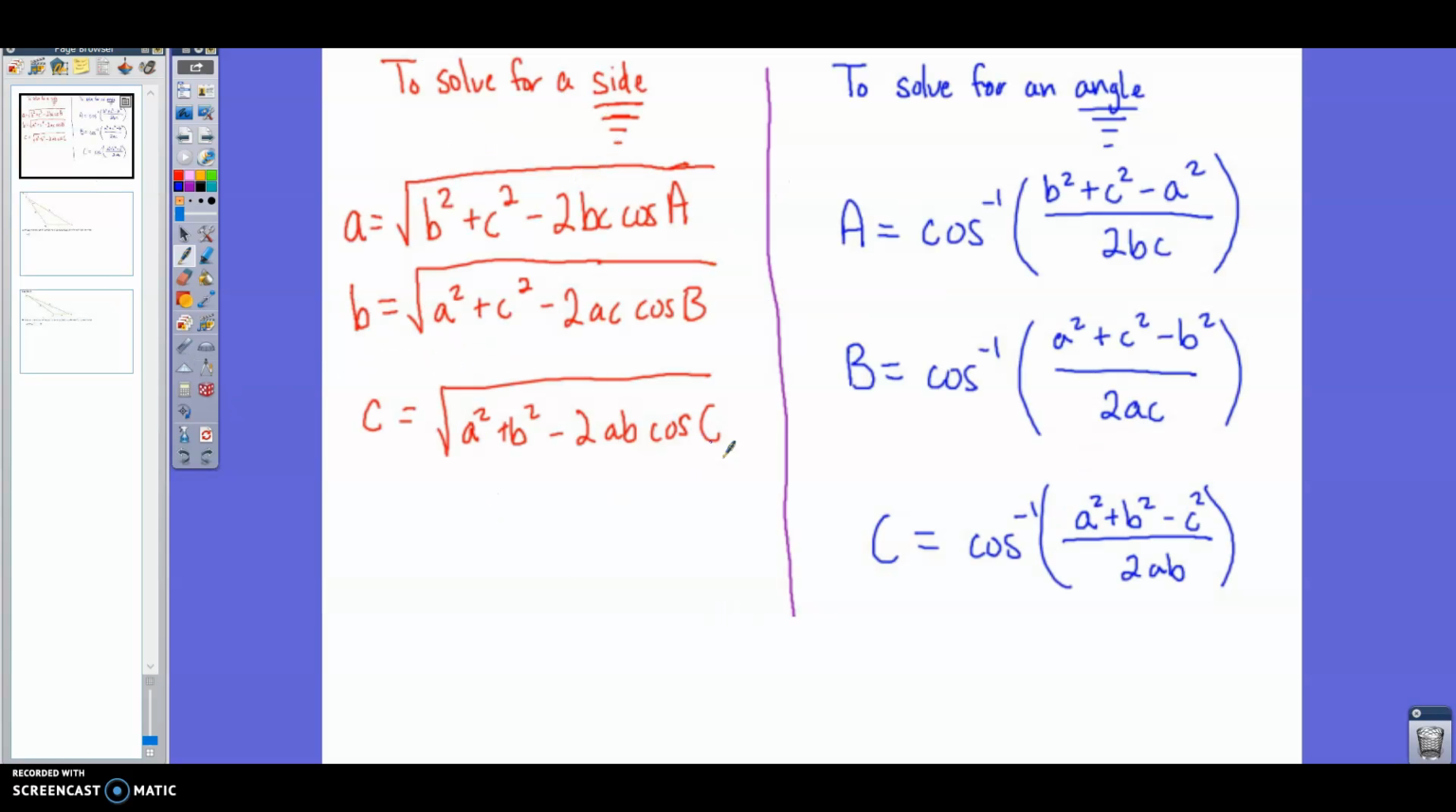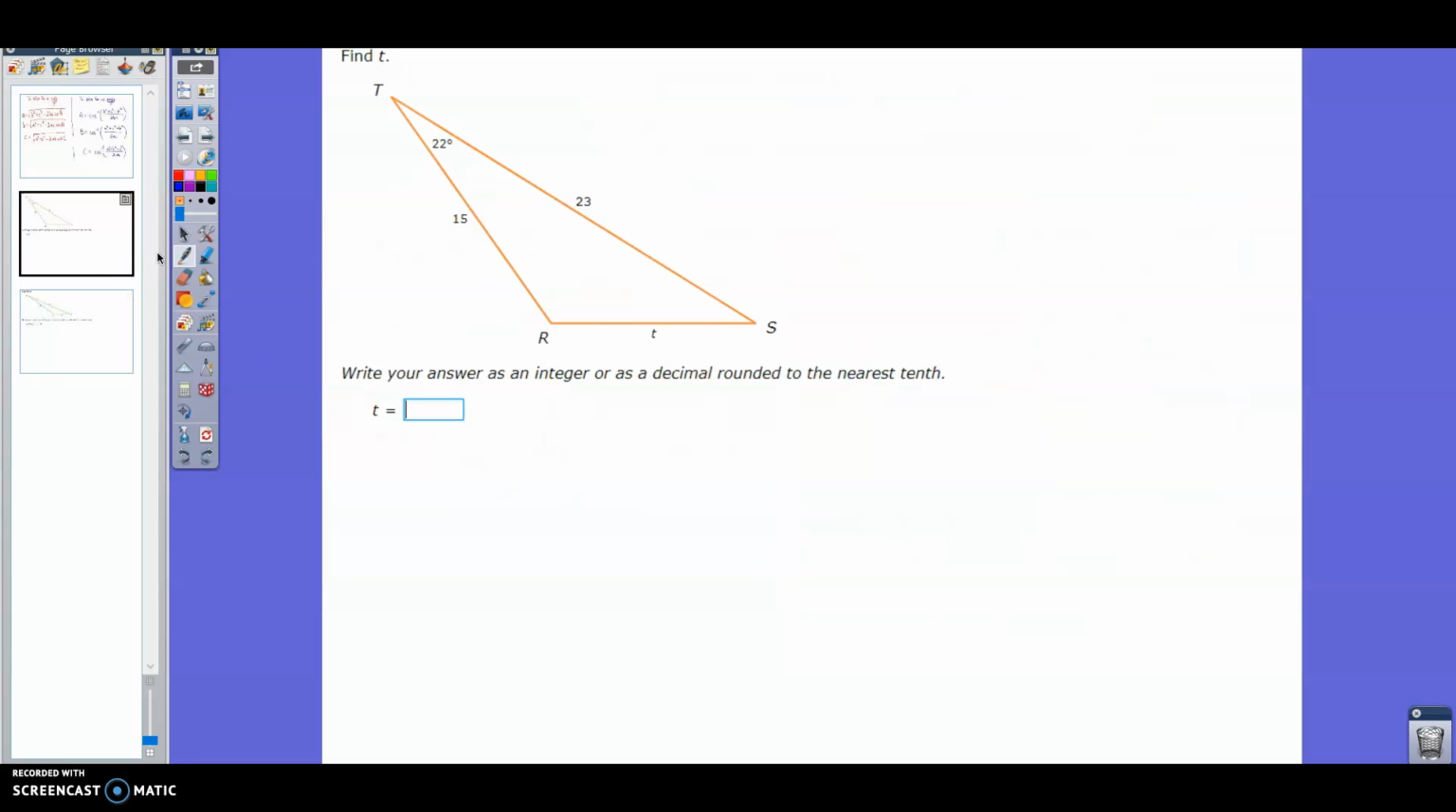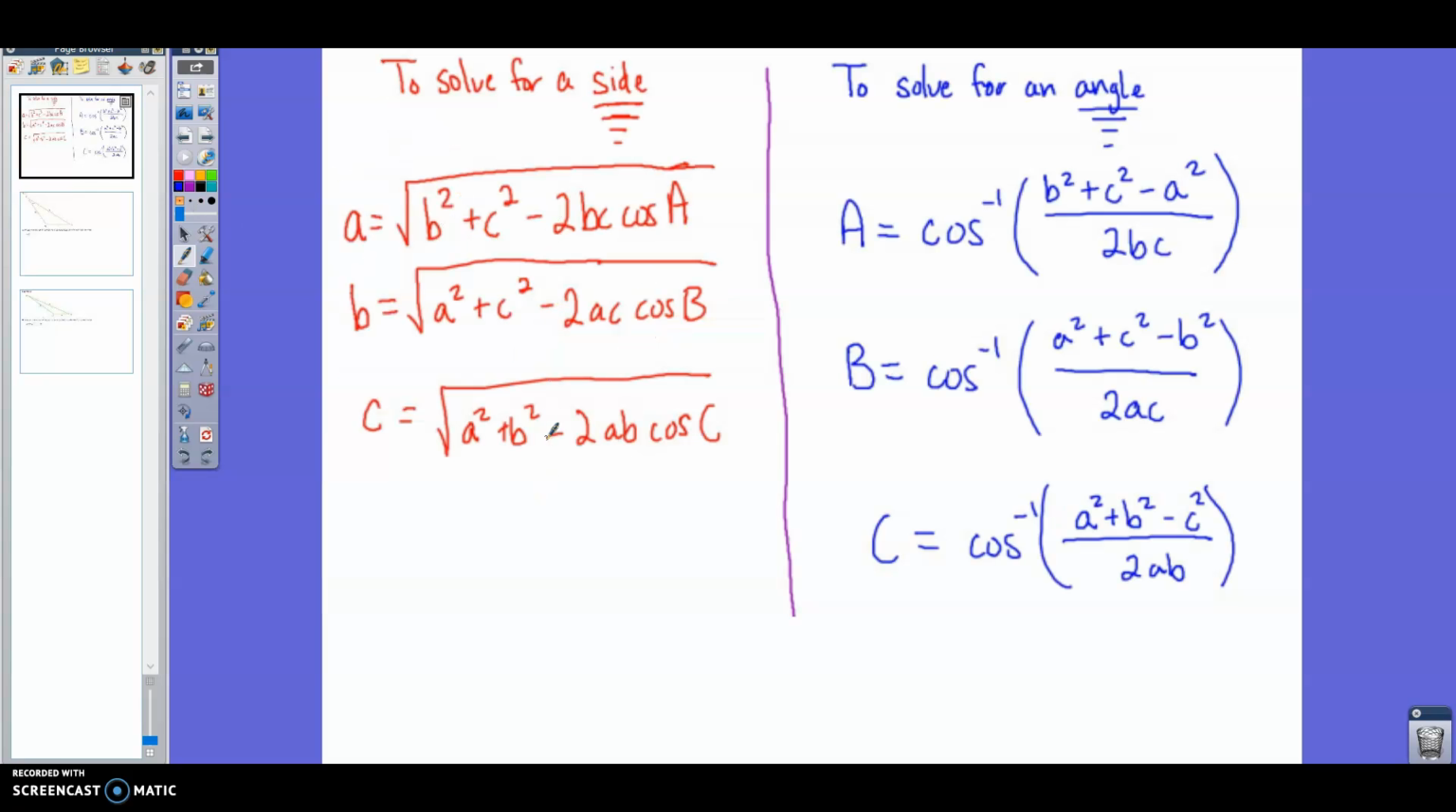So these are the formulas that we're going to use. If we want to solve for a side, we're going to use these here in red. If we're solving for an angle, we use these here in blue. So here on this first one, we are looking for a missing side, so we want to use one of these formulas. Now, if you notice, we use the letters A, B, and C in our formulas, and they use R, S, T.